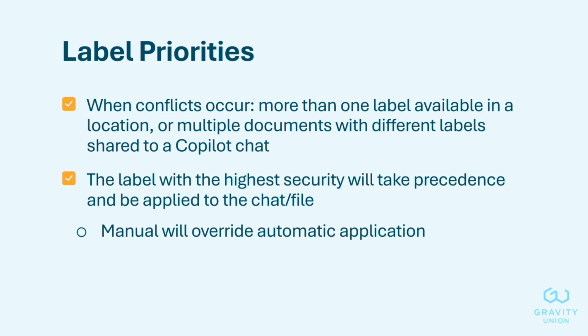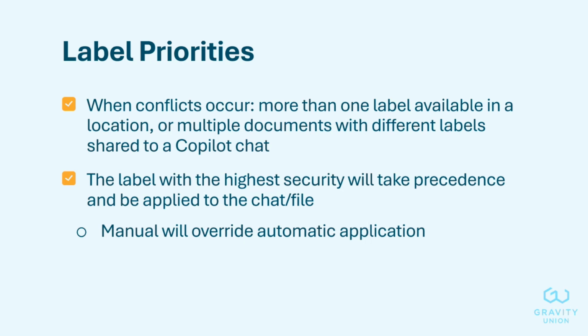Because there are multiple methods, especially if you have the E5 license available, there is a potential for conflicts to occur. This is, for example, when more than one label applies to a location. So you have a very broad policy applying sensitivity labels to all group connected sites, and a more specific policy that is applying a sensitivity label to a particular type of group connected sites, for example, human resources sites, or if multiple documents with different labels are shared within a Copilot chat dialogue.